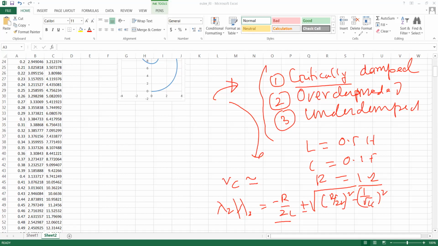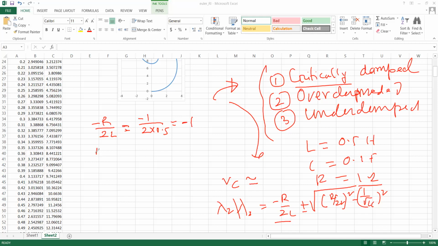Okay, then what is the value of the first term? Minus R. Do you need a calculator to calculate it? It is equal to minus 1 divided by 2 into 0.5, which is equal to minus 1. Is it not minus 1? Yes, sir.